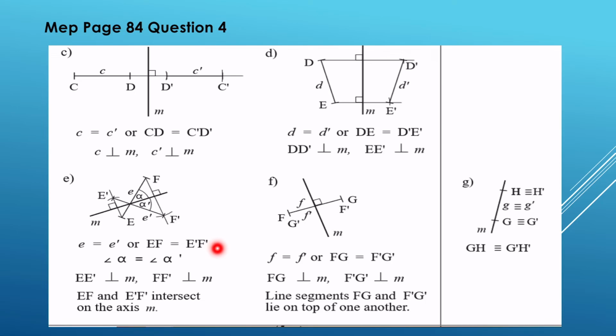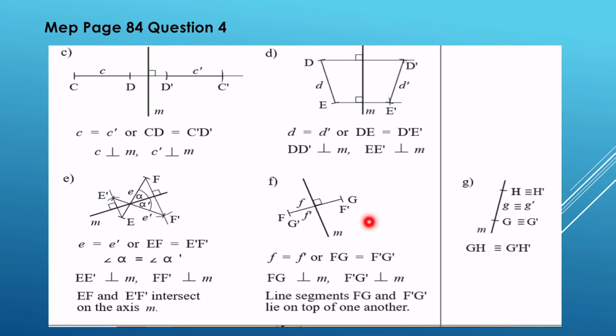For part E, we need to find the image of EF based on mirror M. So we draw a perpendicular line here, and then we find E prime. We draw a perpendicular line here, and then we find F prime. The angle here is equal to the angle here, and the angle here is equal to the angle here. The last, no, not the last one, we still have part G.